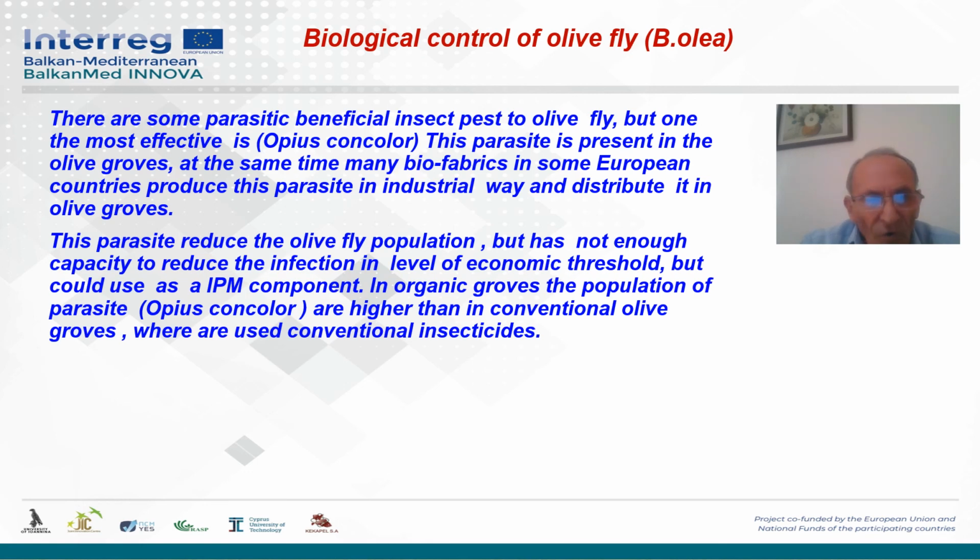In organic groves, the population of the parasite Opius concolor is higher than in conventional groves, where conventional insecticides are used. In conventional olive groves, this number is smaller because the conventional insecticide has an influence in reducing these olive fly parasites.